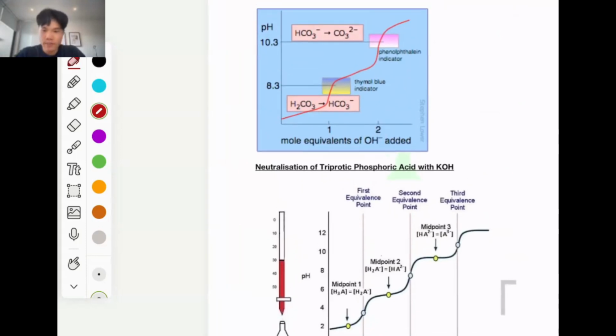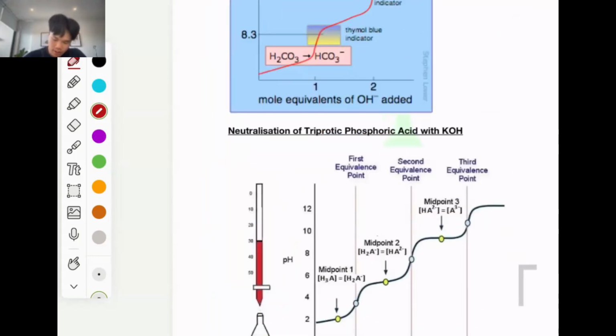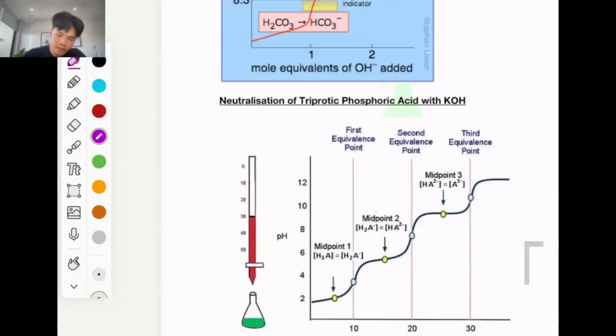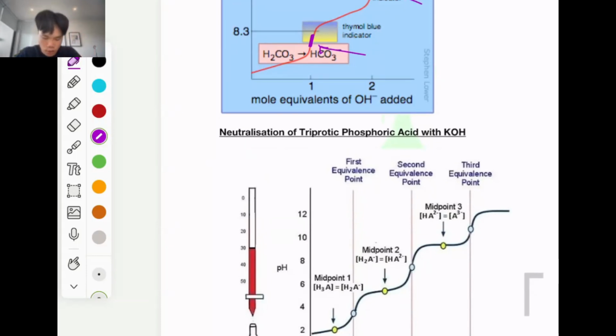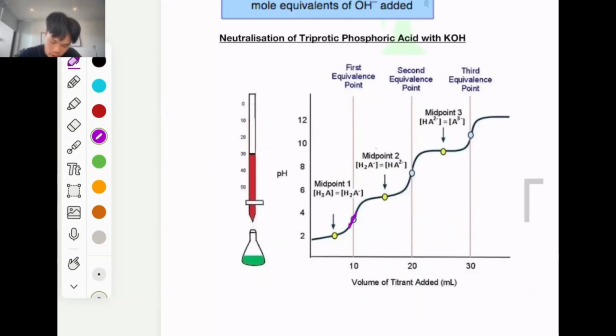I guess just beware, you can have diprotic and triprotic titration graphs. Just know that the transition or the equivalence points are where the gradient is the steepest. So in a diprotic acid, you will have two equivalence points with steep gradients. And in a triprotic acid, it's where you have steep gradients here as well. These are your equivalence points going along.